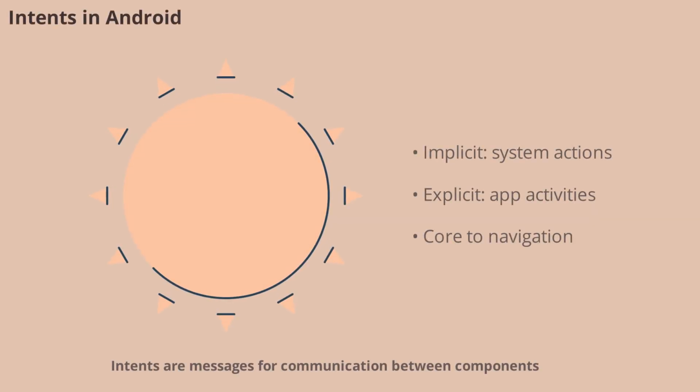Intents are messages for communication between components. Implicit intents trigger system actions like sending emails, while explicit intents start specific activities within your app. Mastering intents is key for navigation and intercomponent communication.